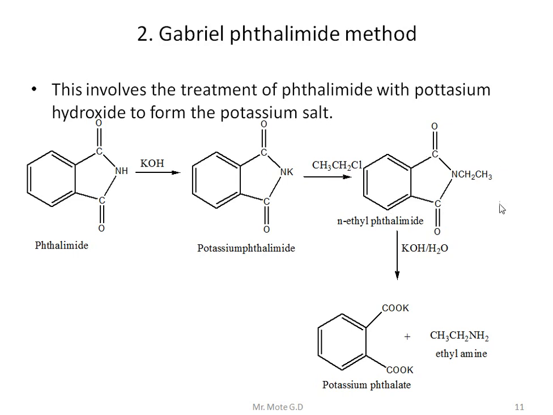Then this N-ethyl phthalimide is treated with potassium hydroxide. So this OK will migrate to this, and another OK will migrate to this to form potassium phthalate, and hydrogen migrates towards the nitrogen to form ethylamine. That is the Gabriel phthalimide method for the synthesis of ethylamine.